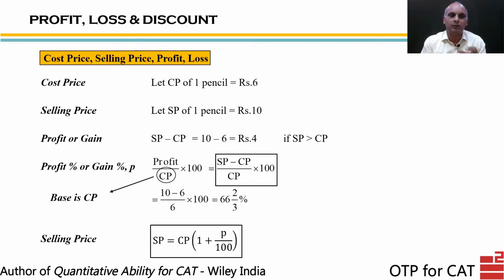The first formula is to find out profit percent. The second formula is to find out SP, the formula given at the bottom. Now in this bottom formula, that is SP is equal to CP into (1 plus P by 100), you can use this formula to find out SP if CP and profit percent is given to you, or to find out CP if SP and profit percent is given to you.